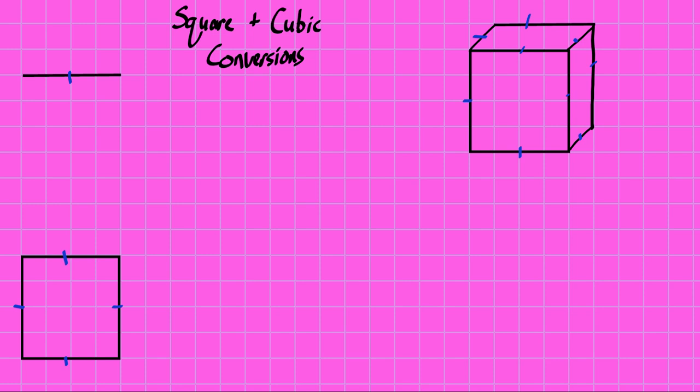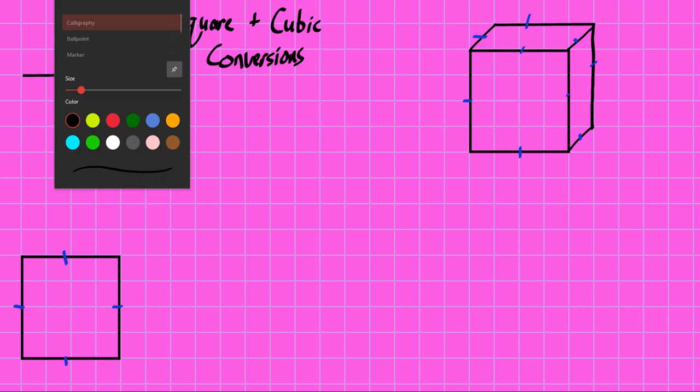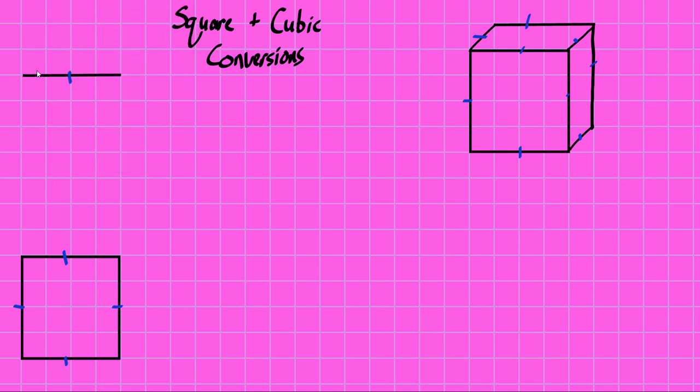Okay, this last video today is about square and cubic conversions. So if you're converting something, and that something is a line, so it has just one dimension. So this is 1, 2, 3, 4. Maybe it's 4 centimeters long, and you want to convert it to millimeters. Okay, so you have the conversion factor.